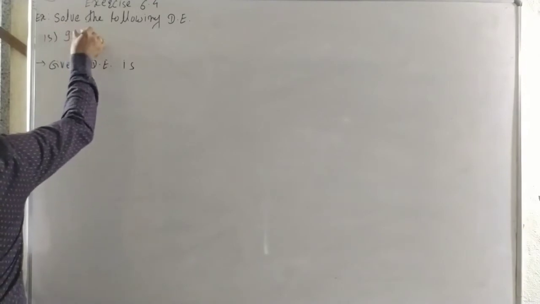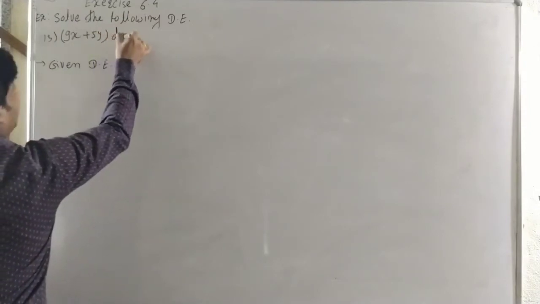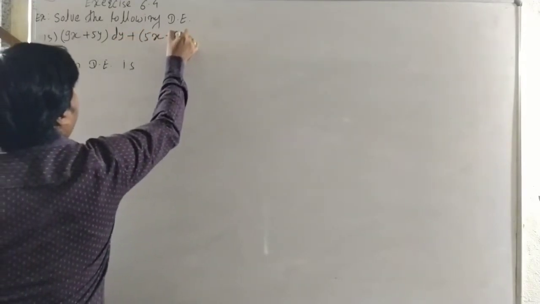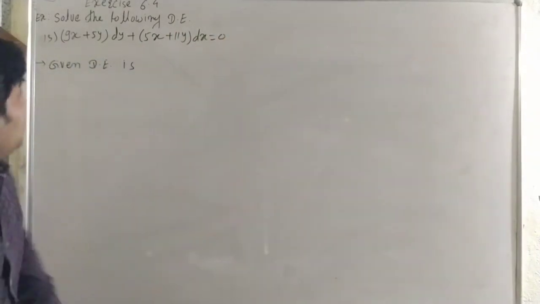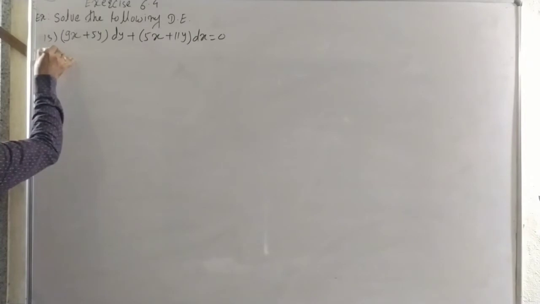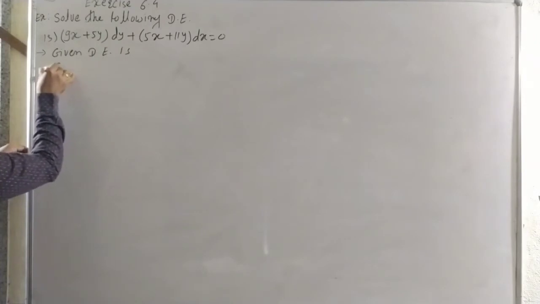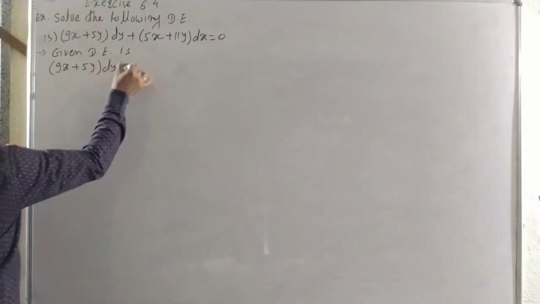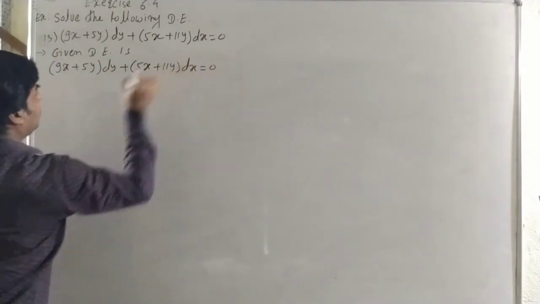(9x + 5y) dy + (5x + 11y) dx = 0. Now the given differential equation, here (9x + 5y) dy + (5x + 11y) dx is equal to 0.